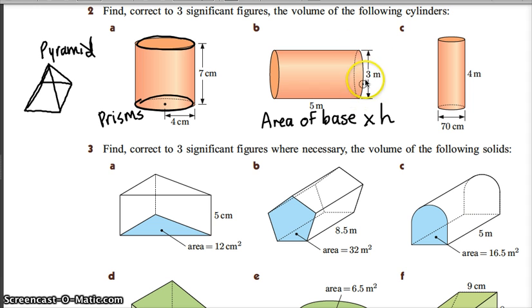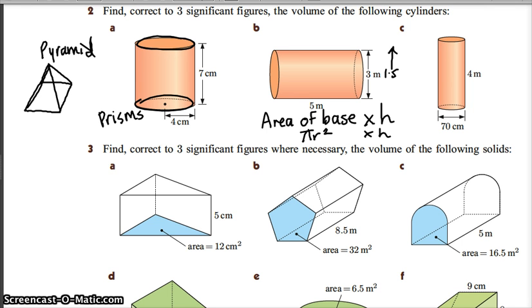So the area of the base, we say to ourselves, what shape is our base? Well, here it's a triangle, so we'd have to do half base times height. Here it's a circle, so we're going to do pi r squared. Alright. So we're doing pi r squared times by the height, r being 1.5 because it's just the radius.